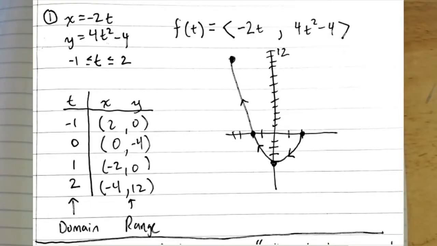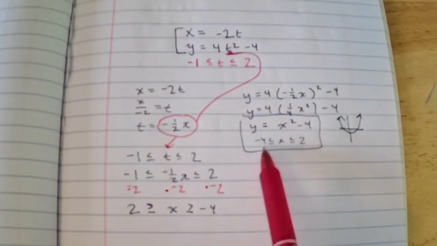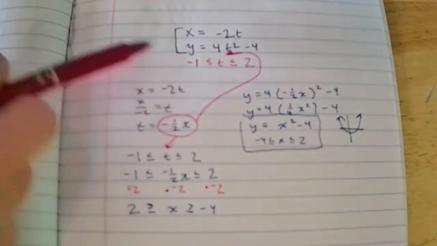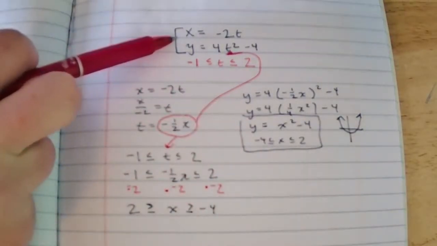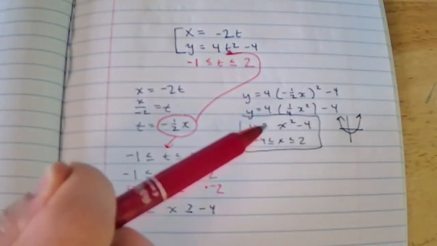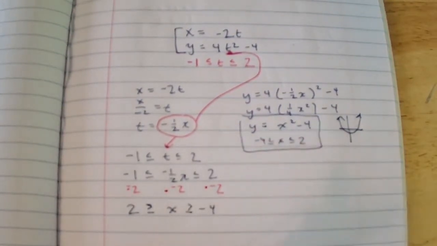So we have our answer here, which is y equals x squared minus 4 with a domain restriction of x being in between and including -4 and 2. So this is one example where we took a set of parametric equations and used the eliminating the parameter technique to rewrite it in rectangular form, which by that I mean in terms of y and x.